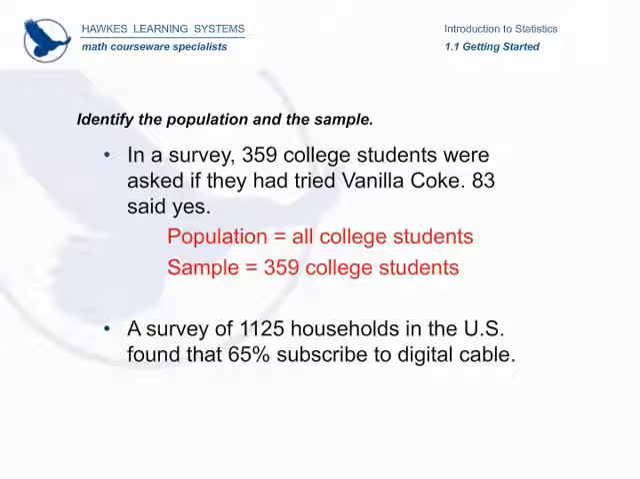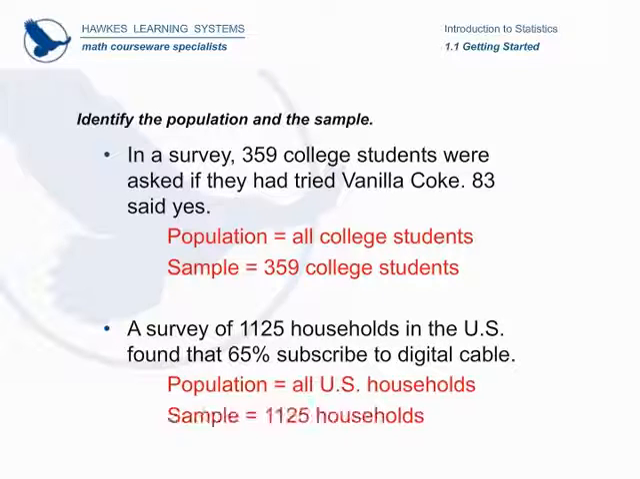Let's take a look at another. A survey of 1,125 households in the U.S. found that 65% subscribe to digital cable. The population would be all U.S. households. The sample would be 1,125 households.